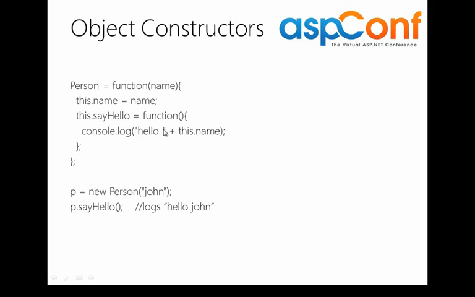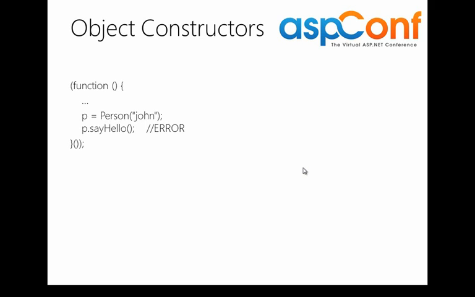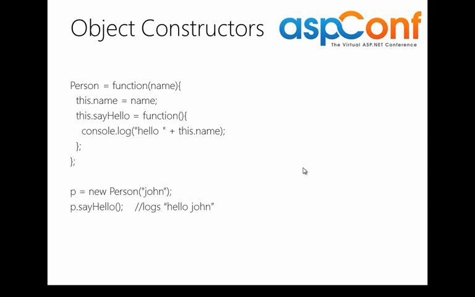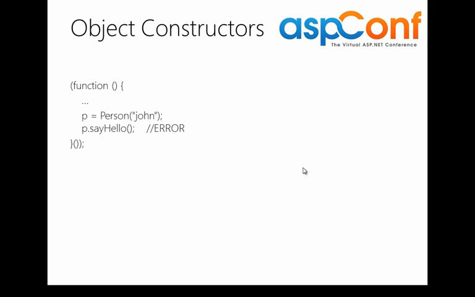This.name is assigned to John. This.sayHello is a function that logs console.log hello this.name. So if you do p equals new Person John and p.sayHello, you get what's expected, i.e. logs hello John. But if you forget the new by any chance, if you do p equals Person John as opposed to p equals new Person John, when you call p.sayHello, you get an error.